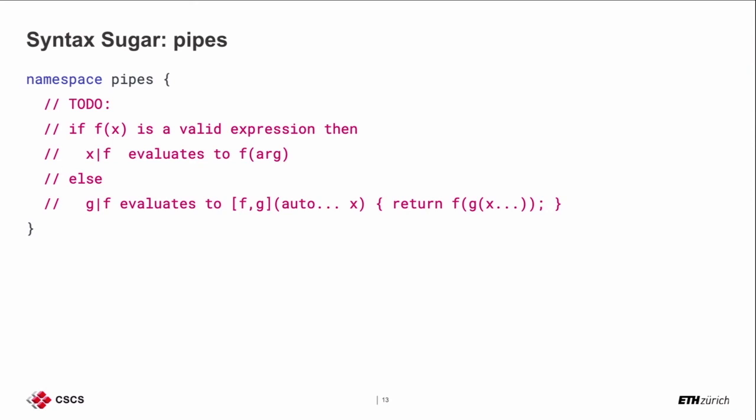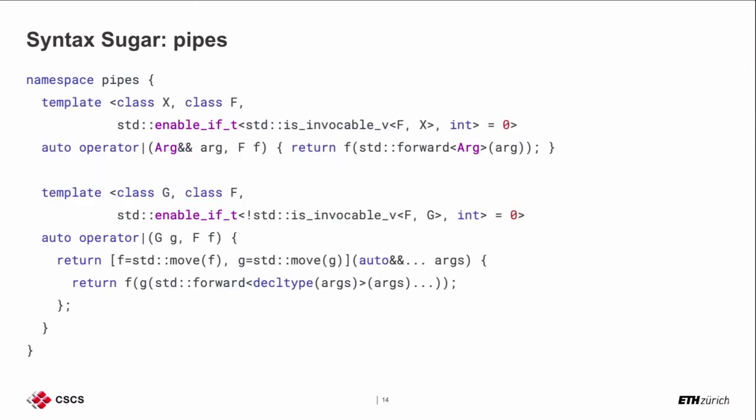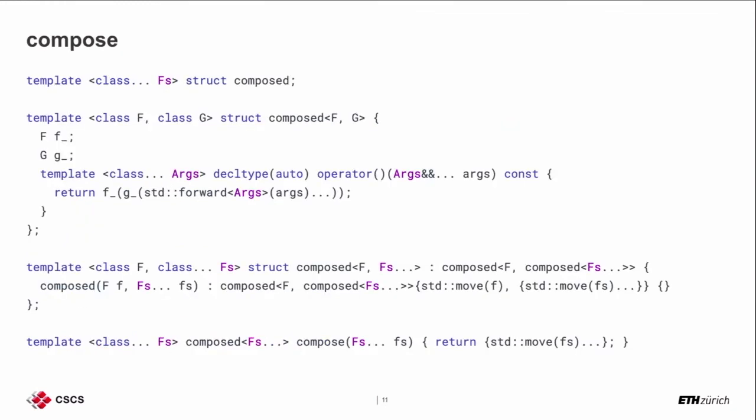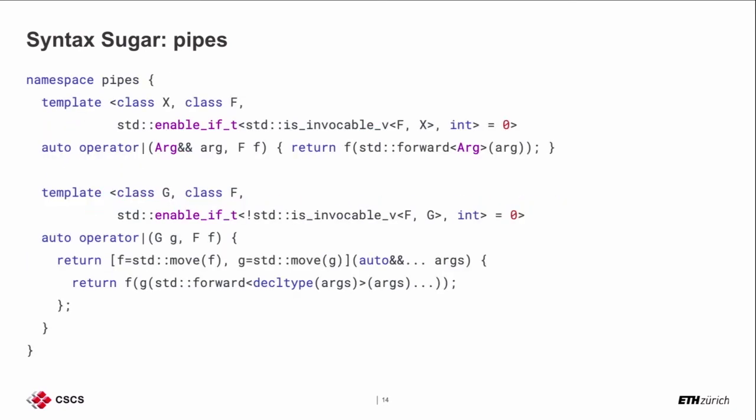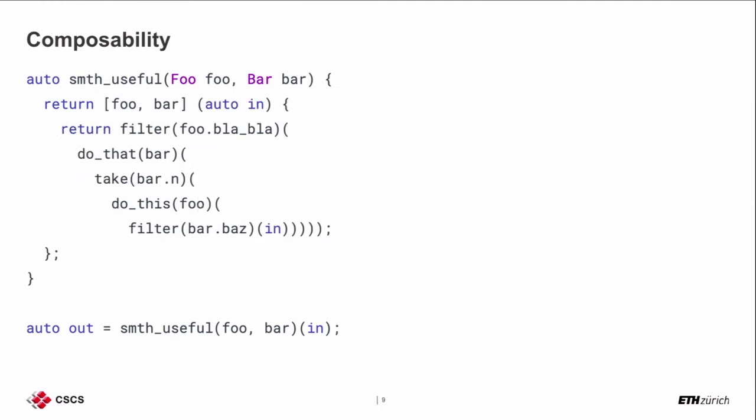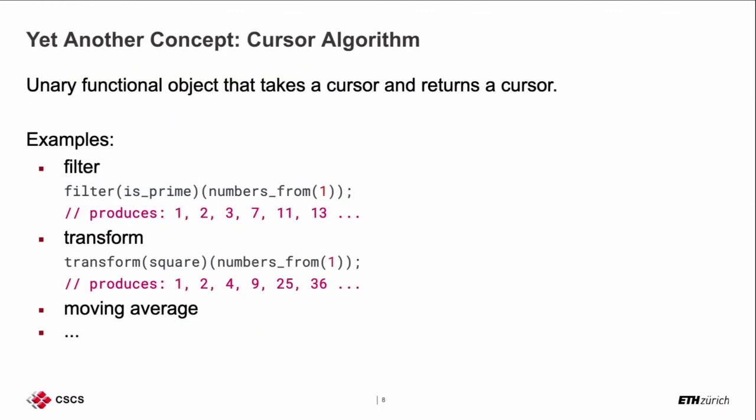Yes, and also moving a little bit back. We have this pipes syntax sugar and compose functionality. And note that the only thing that the concept for the arguments of compose requires is just functions, nothing else. And for pipes, it's also just functions. Yes, we don't limit ourselves to our particular concept, that is a function from cursor to cursor.